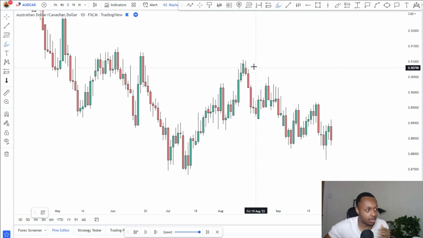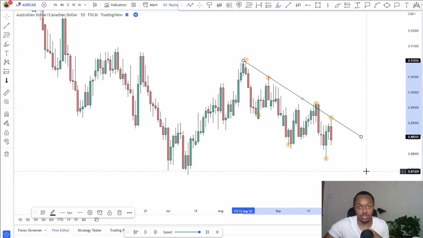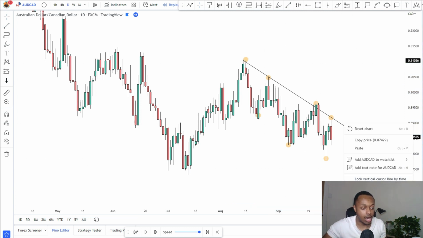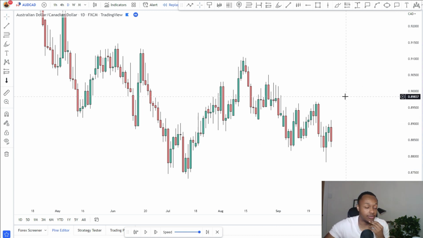You can even see by the recent price action, consistent lower lows and lower highs here. You can even use a trend line just to illustrate that point a little bit further. So I'm looking for sells. Clearly, I do have a bearish directional bias here for AUDCAD.